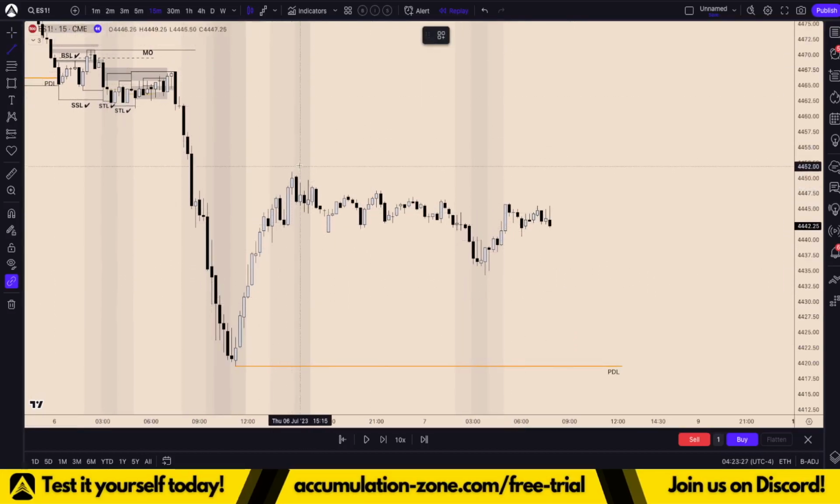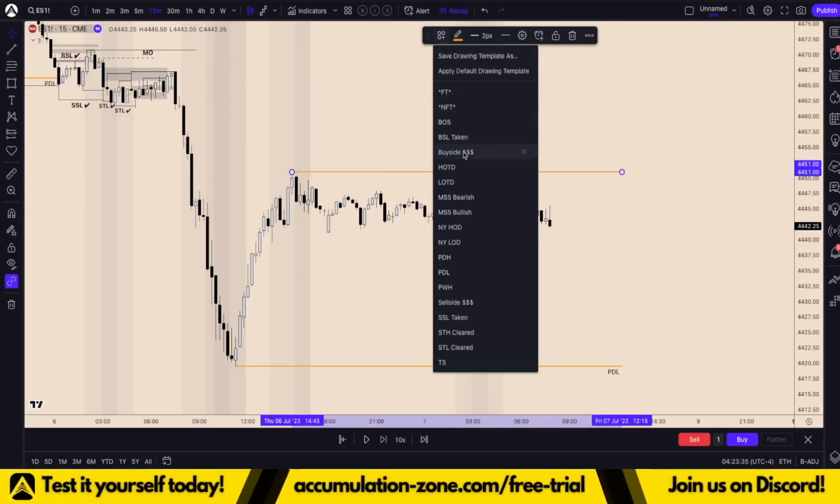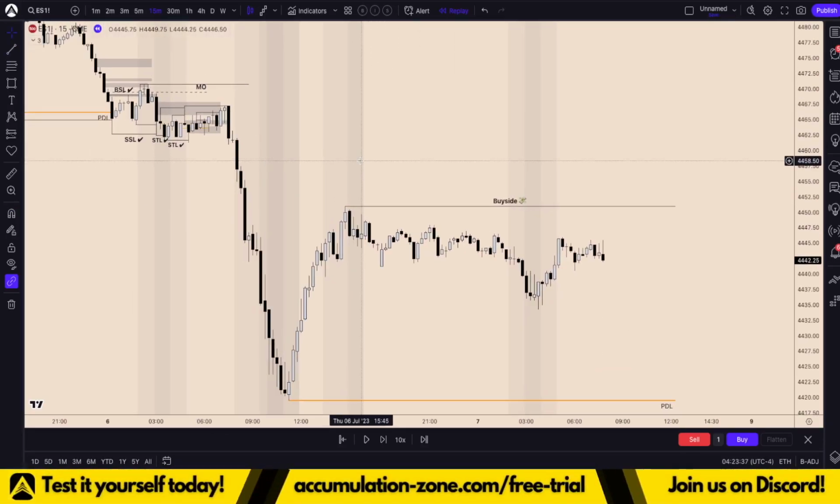We have the PM session high. This is really the closest high we have other to those ones over here. So we're simply going to use this as buy-side liquidity. The PM session high. The AM session high is somewhere right inside here.